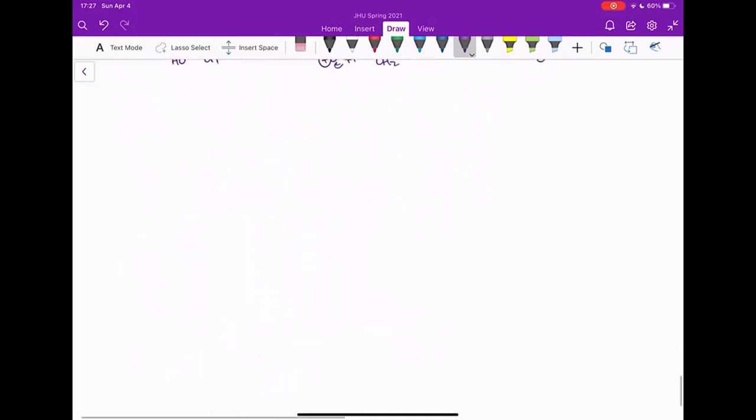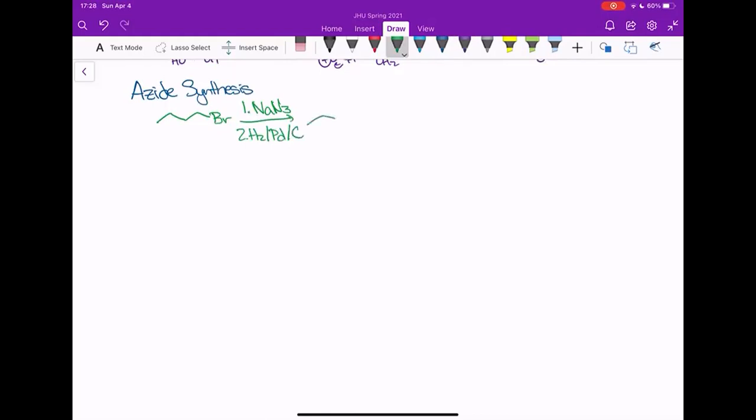And then the last reaction that I have to share with all of you guys is going to be the azide synthesis. And that is just when we start with some primary halogen, and then we add NaN3, which is your, I'm pretty sure this is the azide, and then you'll add in H2/Pd-C. Okay. And then the product that you get out of this is your primary amine again.